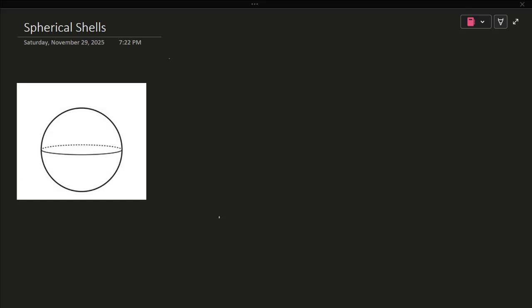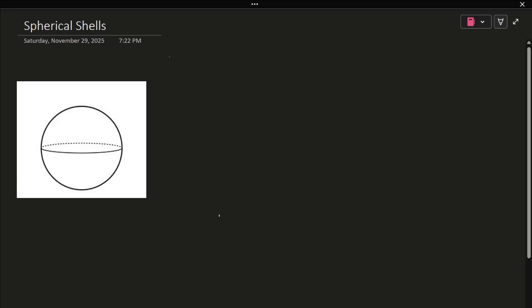Alrighty. So in this lecture, we're going to be determining the moment of inertia of a spherical shell, which is pretty much just a hollow sphere. So first, let's think about the moment of inertia equation and remind ourselves what it is. It basically says that the moment of inertia I is equal to mass of a point times its radius squared.